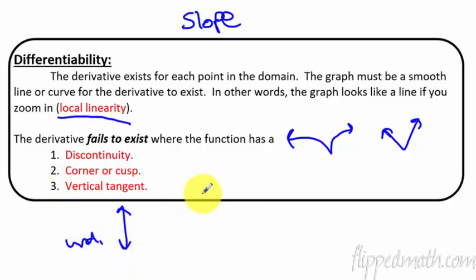So if you have some type of graph, like a cube root, where the graph does something like this, and for just a second, just for that split moment right there, the slope is straight up and down. So if you were to draw a tangent line right there, you'd have a vertical line. If you have a vertical tangent line, then the derivative does not exist right there on that point. Okay, so there's our three areas where a derivative would fail to exist.